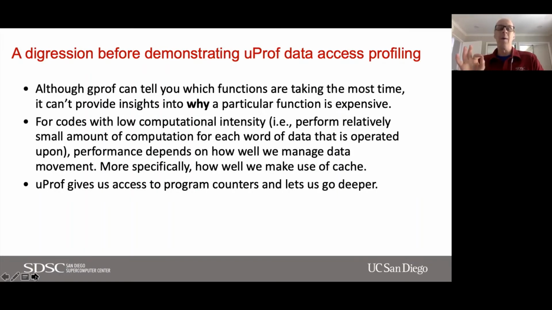We're going to get into uprof data access profiling, but we need to do a little bit of digression first. Although gprof can tell you which functions are taking the most time, it may not give you a lot of insight into why a particular function is expensive. If we have codes with low computational intensity, by which I mean we do relatively little computation for each word of data that's operated on, performance is going to depend very heavily on how well we manage data movement, and in particular, how we make use of cache. uprof gives us access to program counters, which we can't get in gprof, and it's going to let us go a little bit deeper.